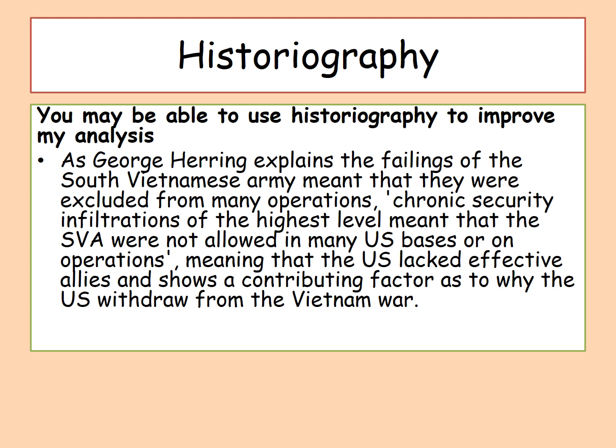Now, historiography, we've not discussed a lot of historiography for the Vietnam War, but you may want to use historiography to improve your analysis, for example. So we've got an example of historiography here. As George Herring explains, the failings of the South Vietnamese army meant that they were excluded from many operations. He said chronic security infiltrations of the highest level meant that the SVA were not allowed in many US bases or on operations, meaning that the US lacked effective allies and shows a contributing factor as to why the US withdrew from the Vietnam War.